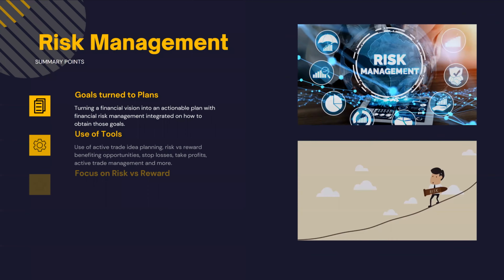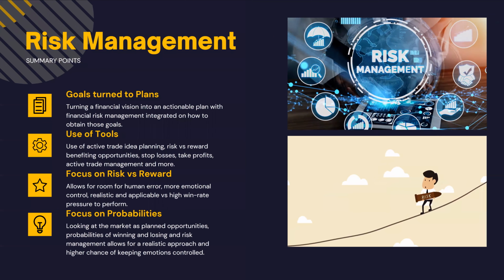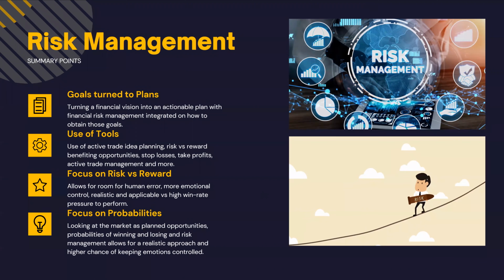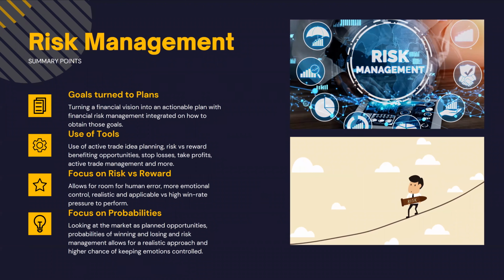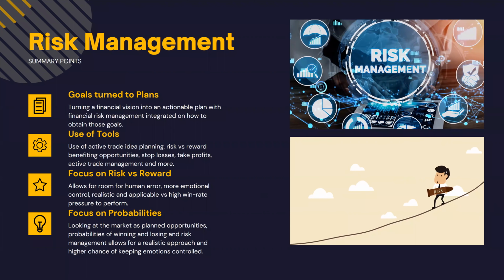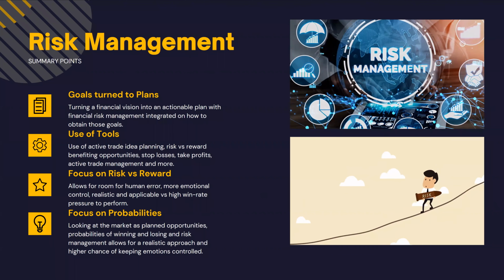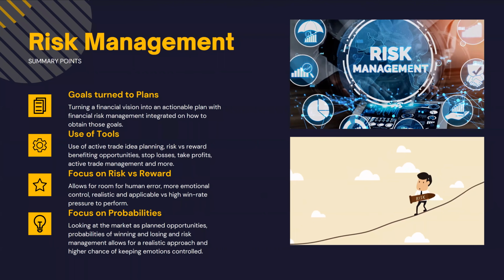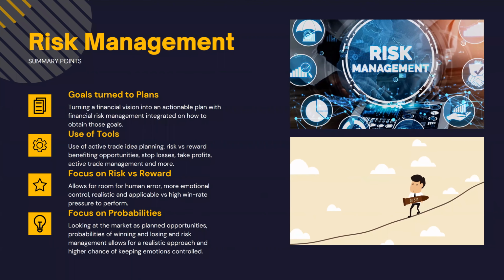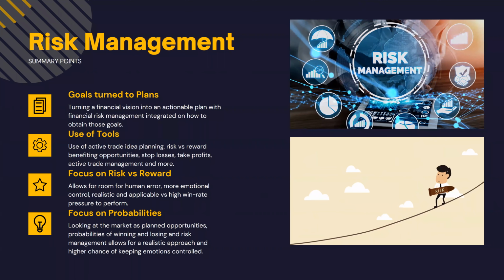Okay. So risk management summary points. One, goals turn to plans, turning a financial vision into an actionable plan with financial risk management integrated on how to attain those goals. Two, the use of tools, use of active trade idea planning, risk versus reward benefiting opportunities, stop losses, take profits, active trade management, and more.